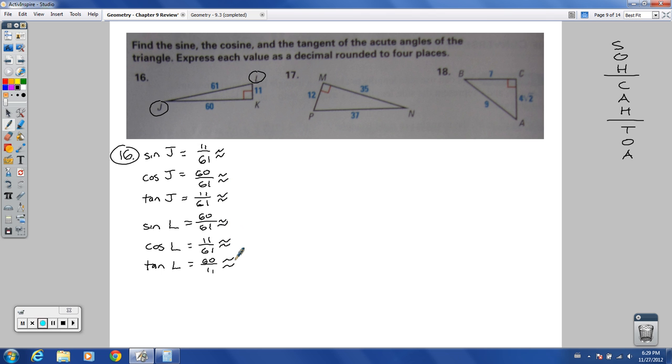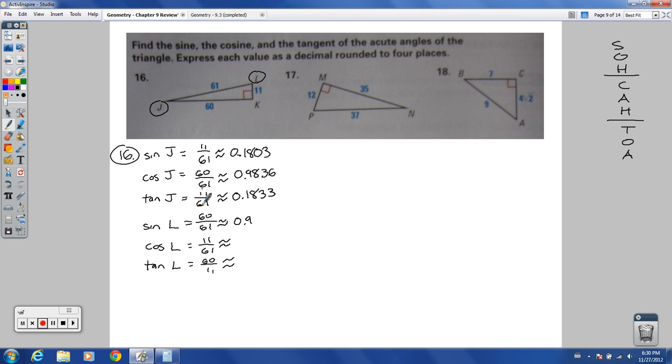Always read the directions. Some of you have gotten in trouble in the past for not reading the directions and doing what it says. You have the sine of J would be 0.1803. This comes out to 0.9836. And then this comes out to 0.1833. Sine of L is 0.9836.